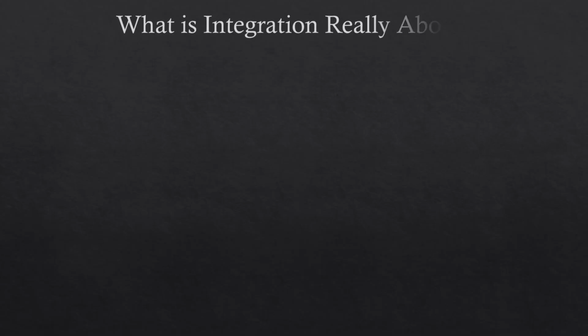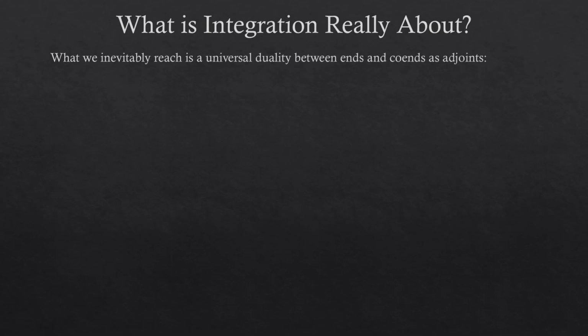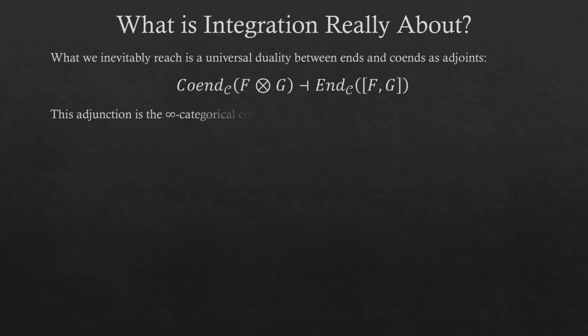So what is integration really all about? What we inevitably reach is a universal duality between ends and coends as adjoints. And so this coend is the left adjoint of this end. This adjunction is the infinity categorical core of the following principles.